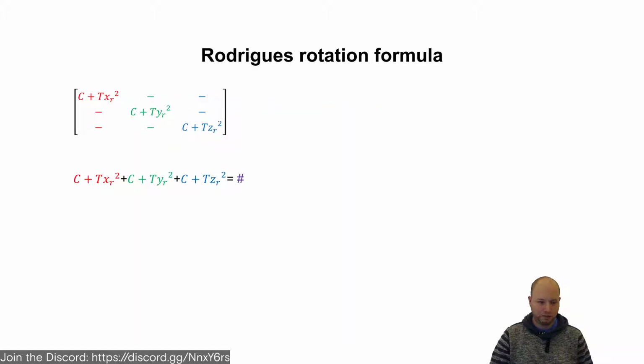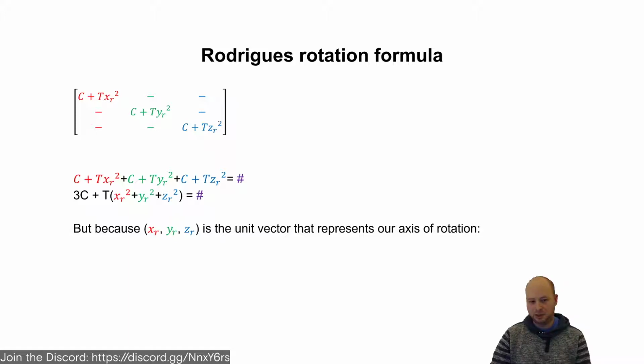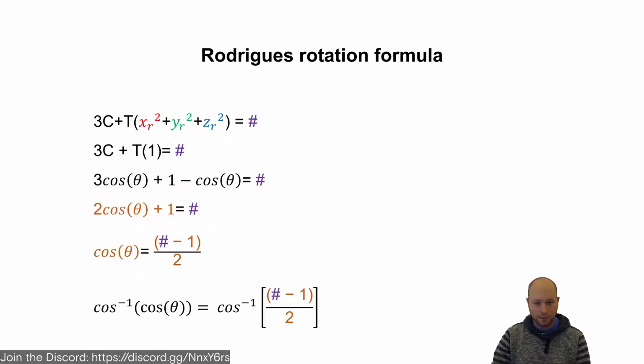If we take that and get the value for it, we can see that it's going to be 3c plus t times the squared magnitude of the vector, to the power 2, because we're not taking the square root of it. This is because this particular x, y, and z is the unit vector that represents the axis of rotation. So, like per the previous things, you can imagine that this vector is the vector that represents where we're rotating. So that's kind of cool.